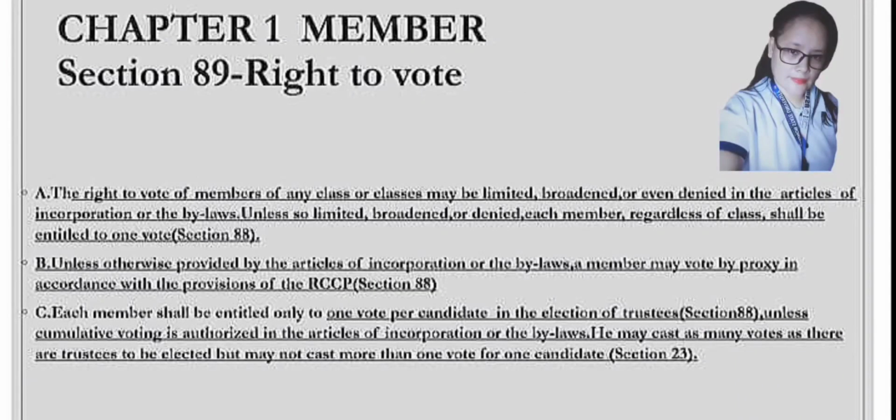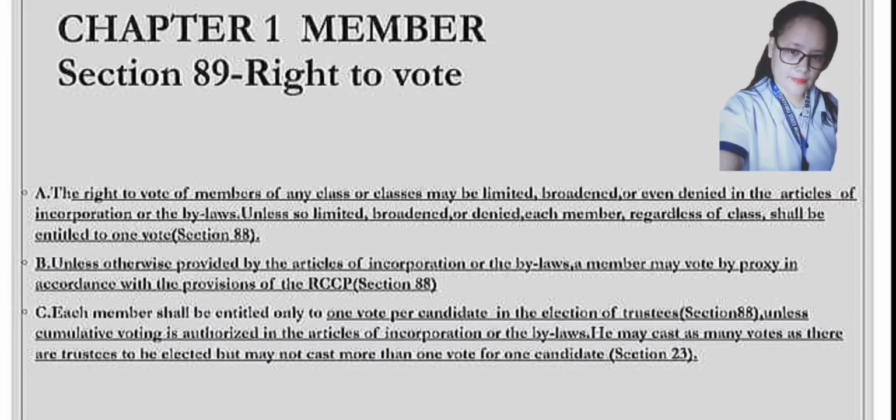Chapter 1. Members, Section 89. The right to vote. The right to vote of members of any class or classes may be limited, broadened, or even denied in the Articles of Incorporation or the bylaws. Unless so limited, broadened, or denied, each member, regardless of class, shall be entitled to one vote according to Section 88. Unless otherwise provided by the Articles of Incorporation or the bylaws, a member may vote by proxy in accordance with the provisions of the RCCP according to Section 88.